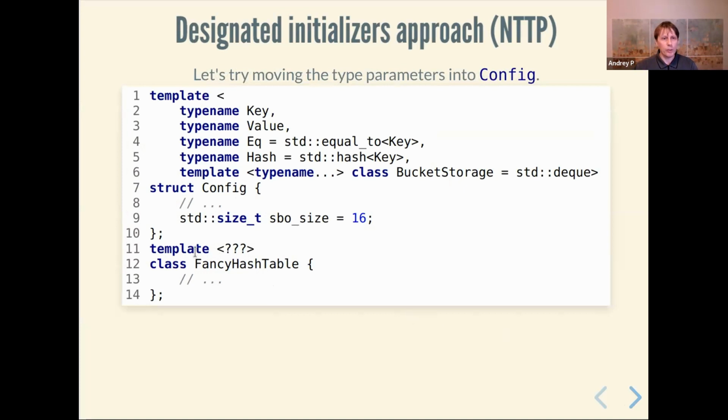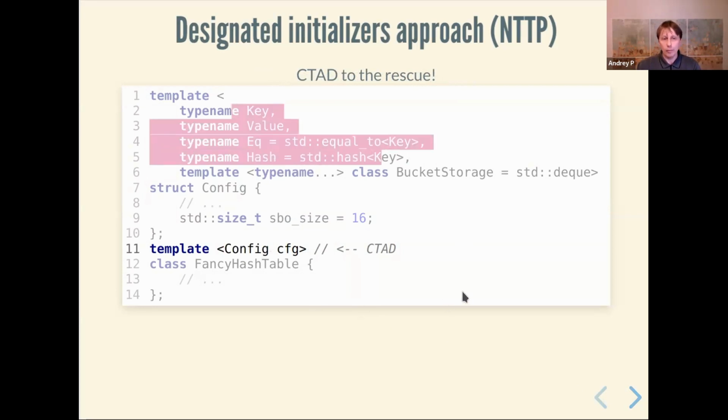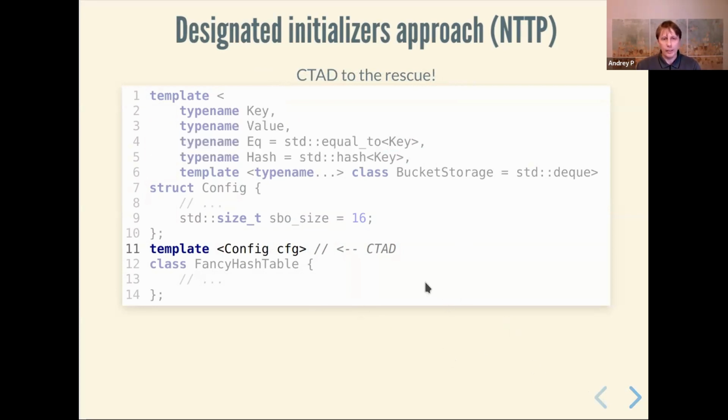And then the question becomes, how do we pass it into our hash table? So what if we put an auto config in here, and that kind of works. But the problem, again, is discoverability. We don't know which parameters we need to pass here, what works here. Well, it turns out that CTAD works for non-type template parameters, so we can just do this. And then when you instantiate this template, the compiler will be able to deduce the template arguments from your config types.